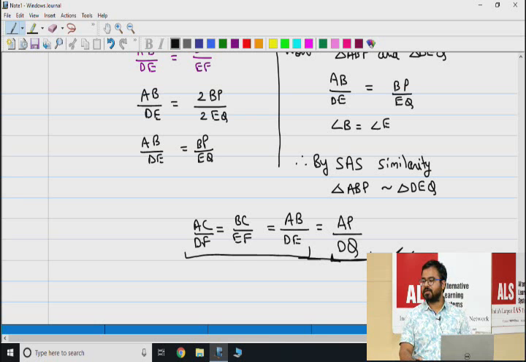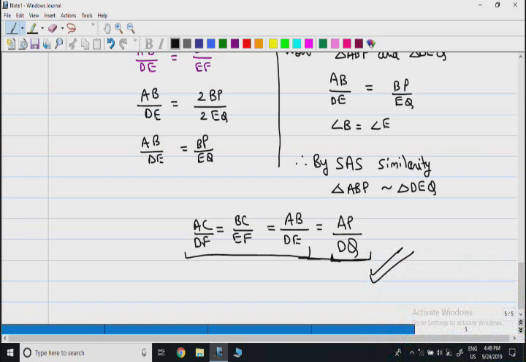Ratio of the corresponding side is equal to the ratio of the corresponding median. Are you getting this, all of you? Only we have taken the sides, we have proved the ratio as same, and then we have proved those two triangles as similar, in which we have to show that the median lies.